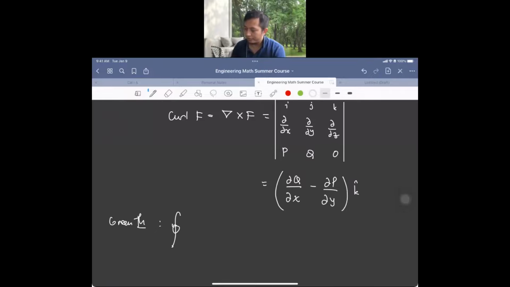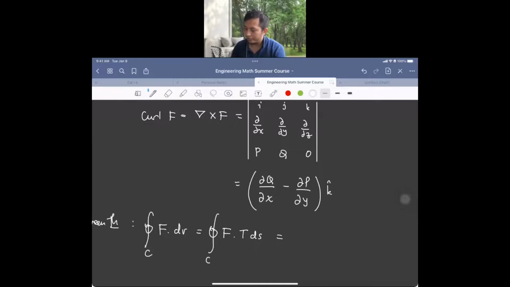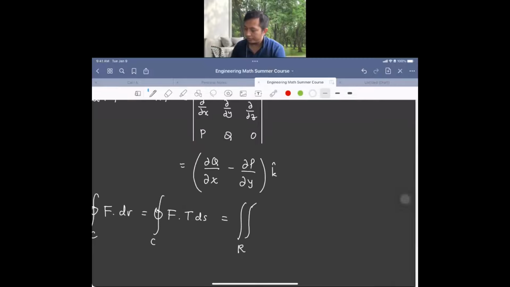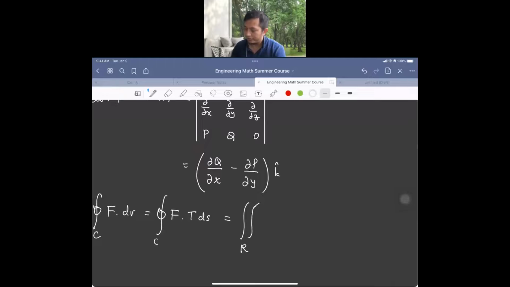we know that if you have a line integral over a closed curve with positive orientation, F dot dr, we can write dr as T ds, where T is the unit tangent. From Green's theorem, we can write this line integral as a double integral over the region R of curl F dot K dA.